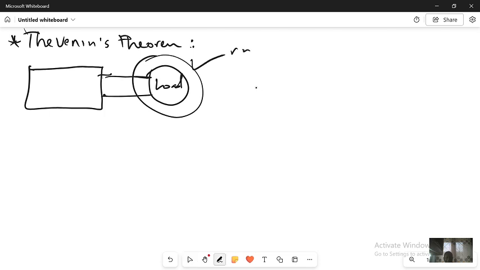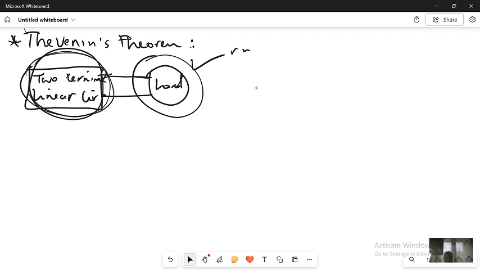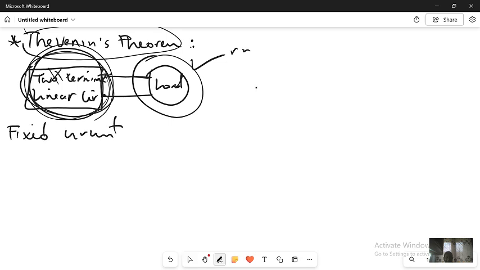So if we have a two-terminal linear circuit, we already discussed linear circuits in the previous video. This two-terminal linear circuit is just different components inside. Thevenin's theorem says that we can replace this linear circuit by a fixed circuit, which will have a voltage VTH and a resistor RTH.